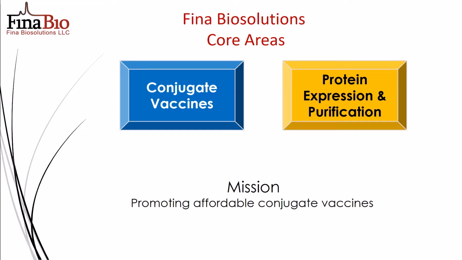Fina Bio Solutions' core area is in conjugate vaccines. Conjugate vaccines are vaccines which need to be chemically assembled and include vaccines for strep pneumonia and meningococcal disease. These conjugate vaccines are among the most complex and expensive of routine childhood vaccines. Part of our mission is helping to make these vaccines more affordable for low-income countries.